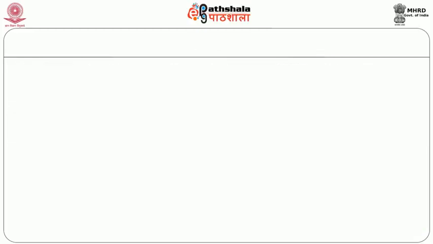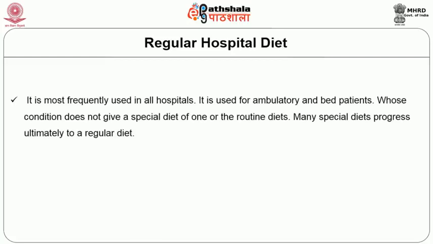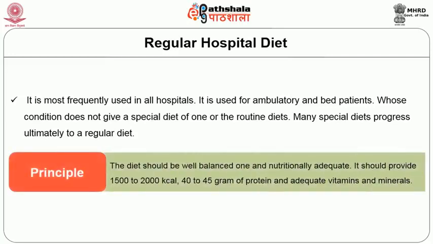Now, the next type of diet is the regular hospital diet, which is the most frequently used diet in all hospitals. It is used for ambulatory and bed patients whose condition does not require a special diet or one of the routine diets. Many special diets progress ultimately to a regular diet before the discharge of the patient to home. The principle of the diet is that it should be well balanced and nutritionally adequate. It should provide a minimum of 1500 calories to a maximum of 2000 calories, 40 to 45 grams of protein and adequate vitamins and minerals.